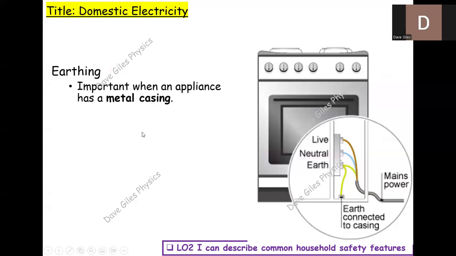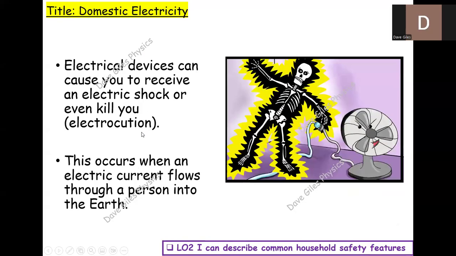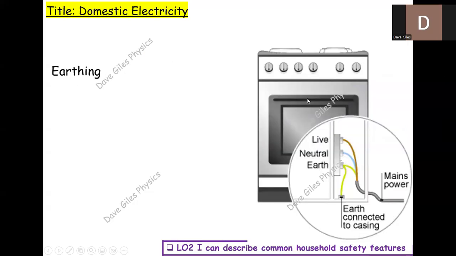What you don't want to be doing is touching something and the current goes through you and then goes to earth that way. You want a different way for it to go to earth. So if we look at something like an oven here, which has a metal casing, if there was a problem and you touched it, it could potentially electrocute you.